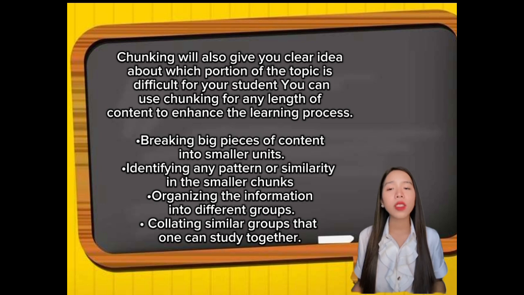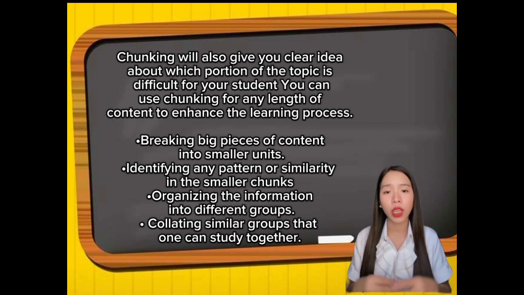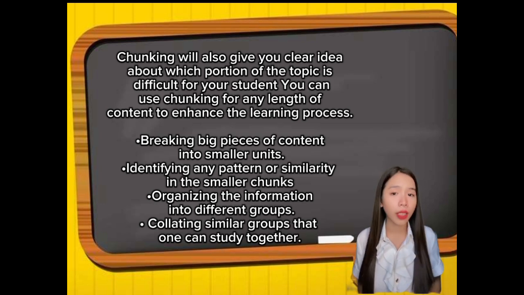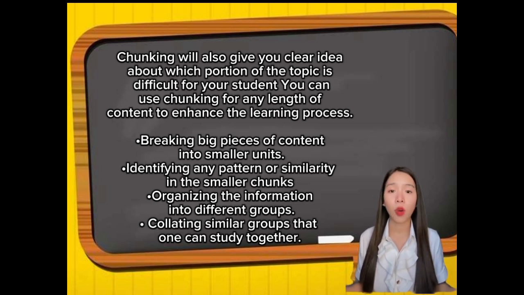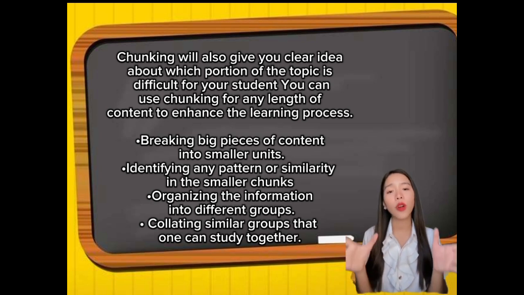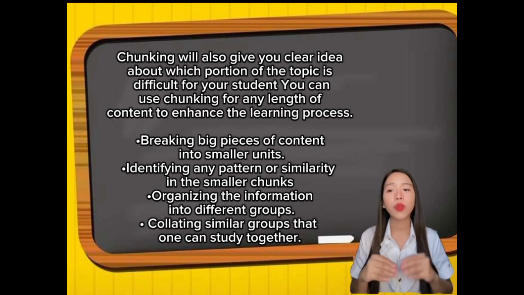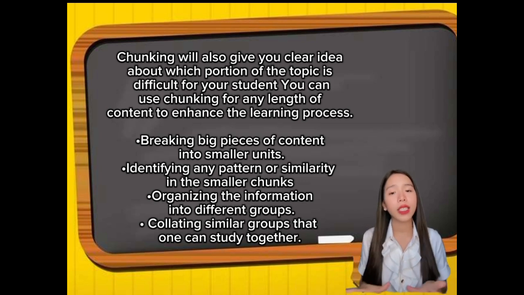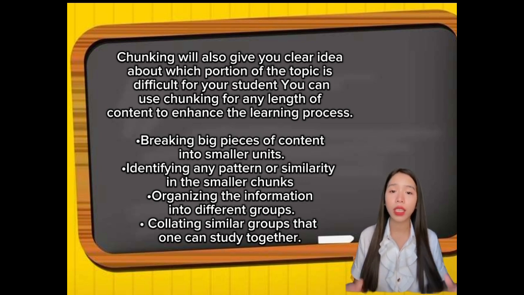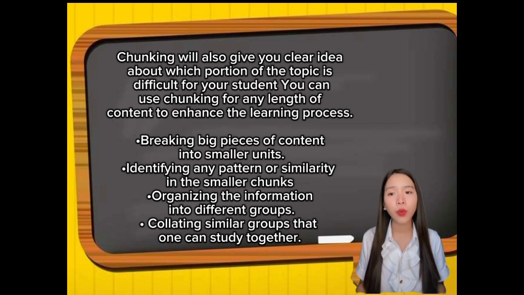So the process typically involved in the chunking strategy is, first, breaking down content: dividing a large piece of information into smaller ones. Also, we have identifying patterns, like I read earlier: looking for similarity or relationship within the smaller chunks. And also we have organizing information, which is grouping related chunks together. And lastly, collating groups, which is combining similar groups for efficient study.